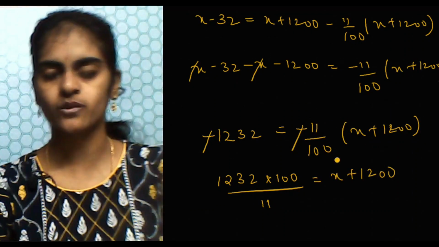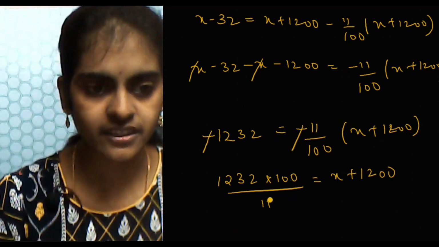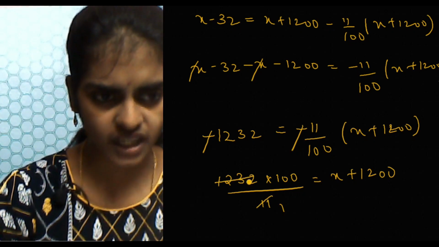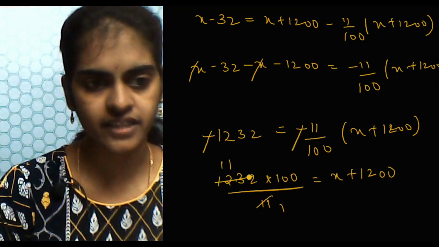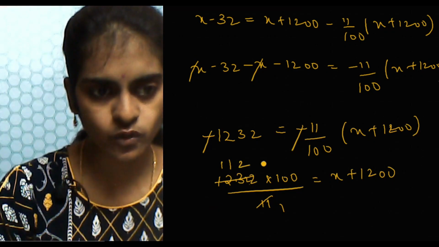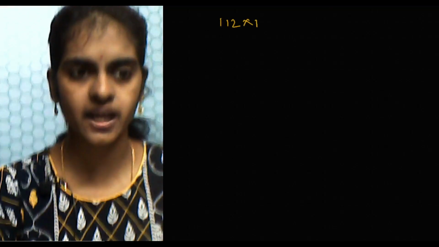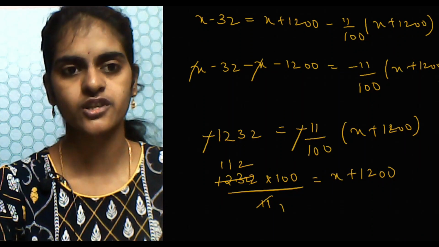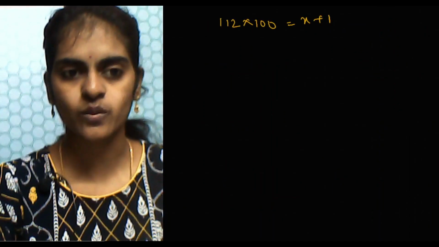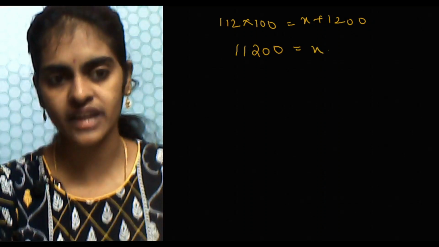Now you have only x plus 1200 here, so this 11 by 100 I took it here. So cancelling, 11 ones are 11, so 1 is remaining. Again 11 ones are 11, so 2 remains, so this becomes 22, 2s are. So what do you have here? 112. Let me write it here. It is nothing but 112 multiplied by 100 divided by 1 is equal to x plus 1200. So this is 11200 is equal to x plus 1200.